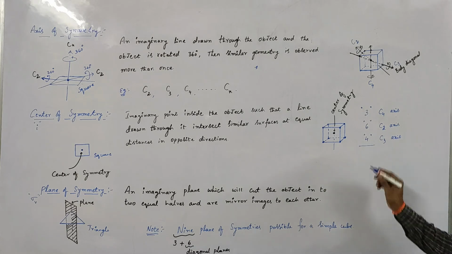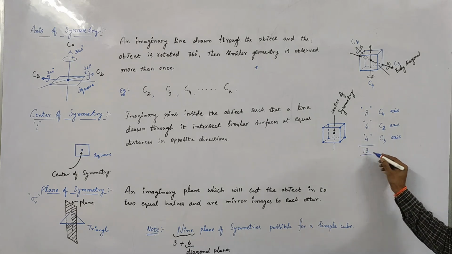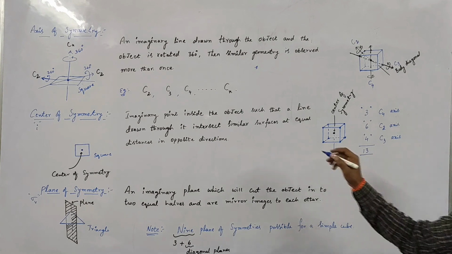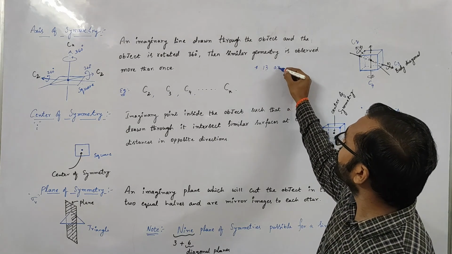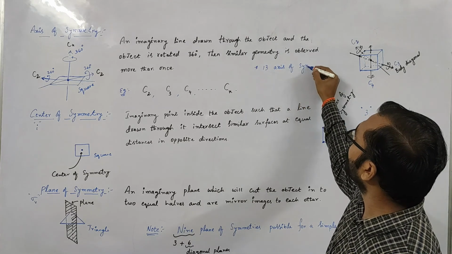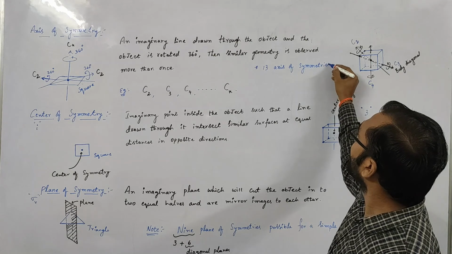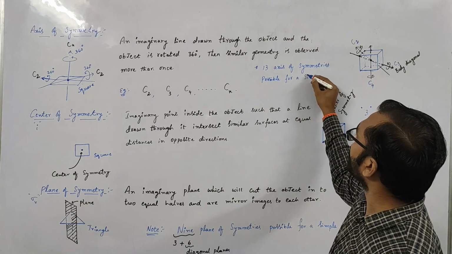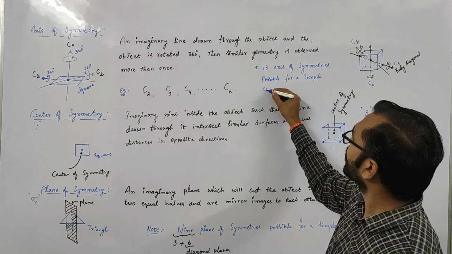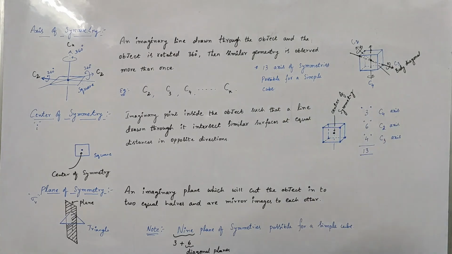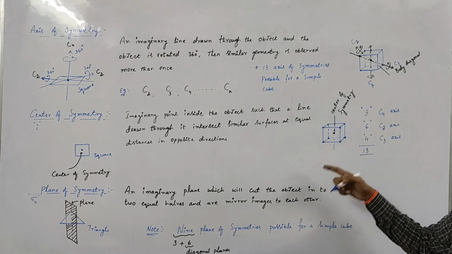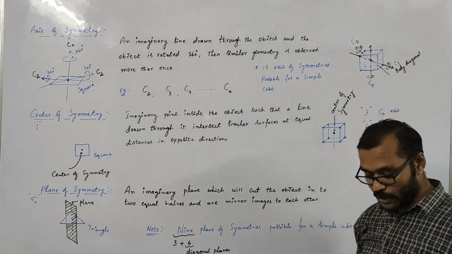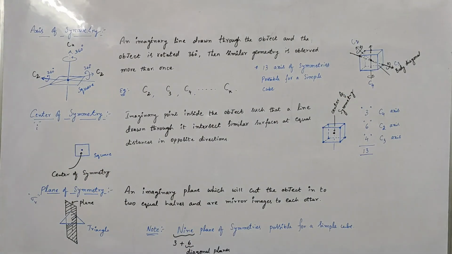Totally, how many axes of symmetry are possible? 13. Totally 13 axes of symmetry are possible for a simple cube. How many planes of symmetry? 9. How many centers of symmetry are possible for a simple cube? 1. Totally, how many symmetry elements are possible for a simple cube? 13 plus 1 plus 9, that is 23.